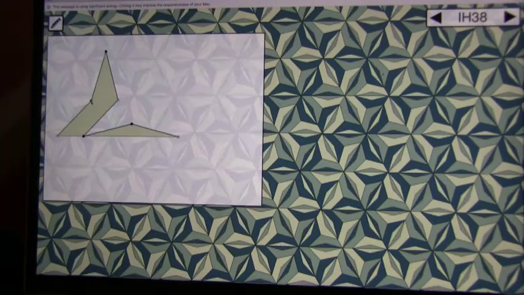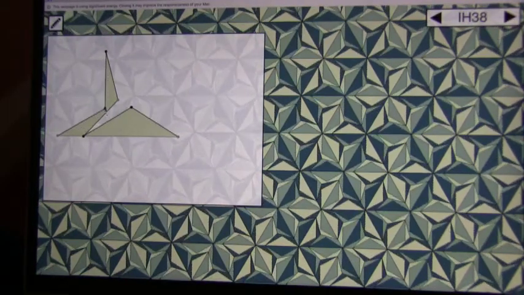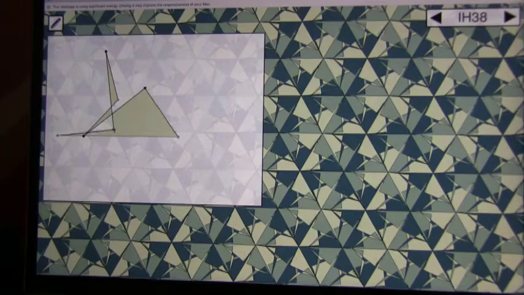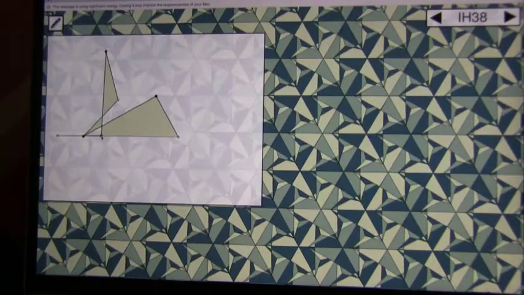If you just get it a little more distorted, you can still see there's a sort of tiling pattern with triangles, because one of these points is on this baseline here. Neat.